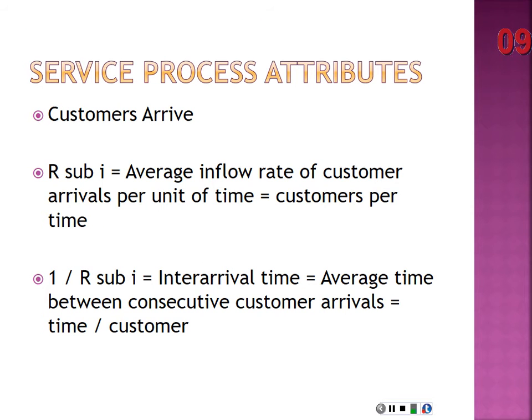R sub I is our average inflow rate of customer arrivals per unit of time. So it's customers per time. Okay? So our average inflow rate, R sub I. And if somebody says our inter-arrival time, that's just the inverse. It's the time between customers, right? So if you have to calculate one, or if you've got one, you can get the other.